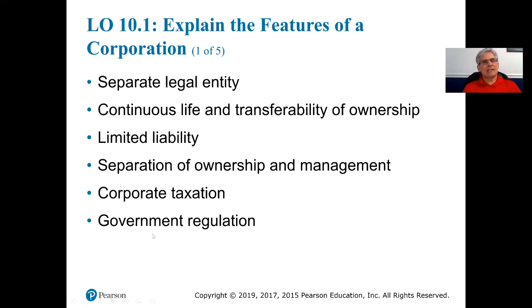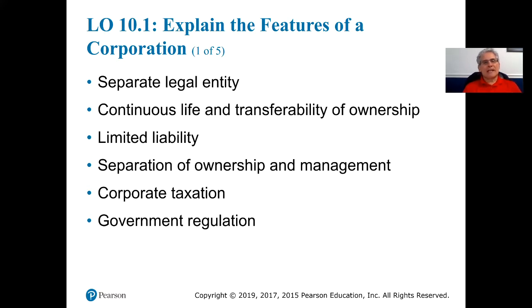Learning Objective 10.1, explain the features of a corporation. First of all, the first bullet point says we have a separate legal entity. The next bullet point says continuous life and transferability of ownership.